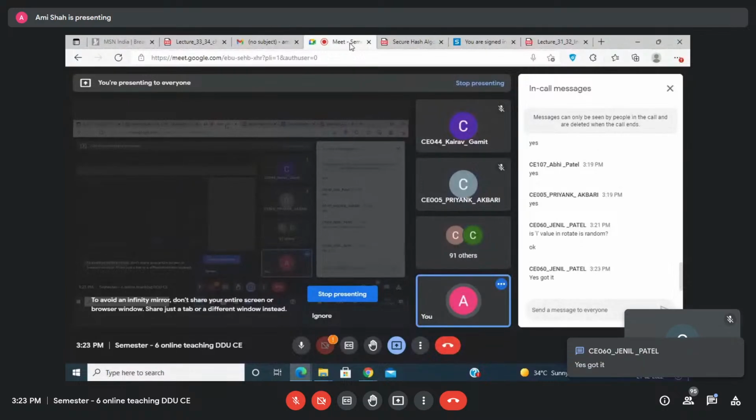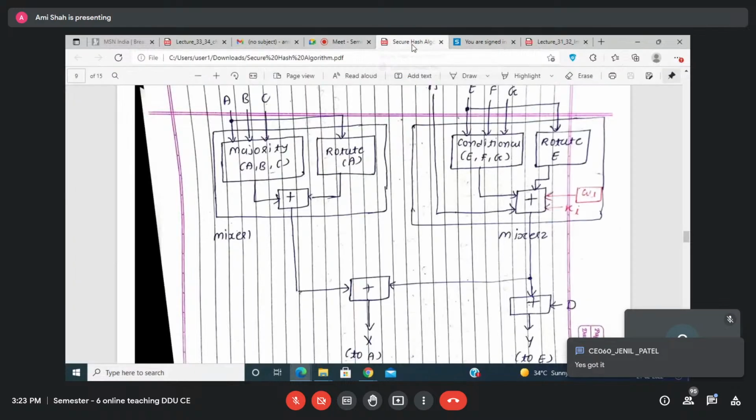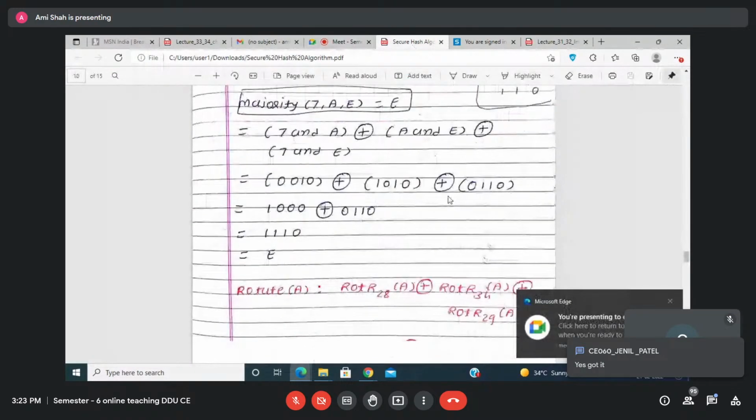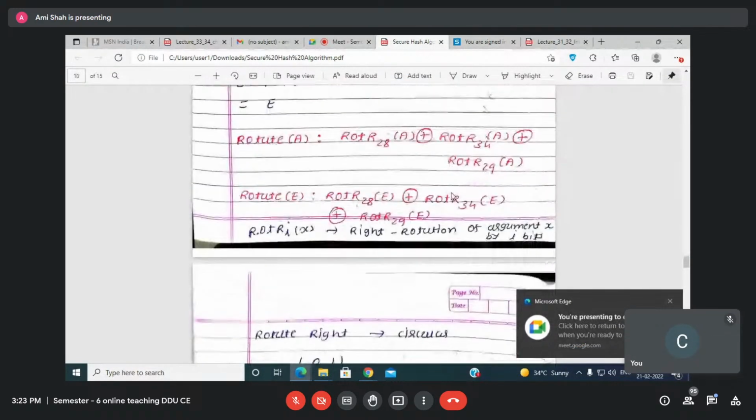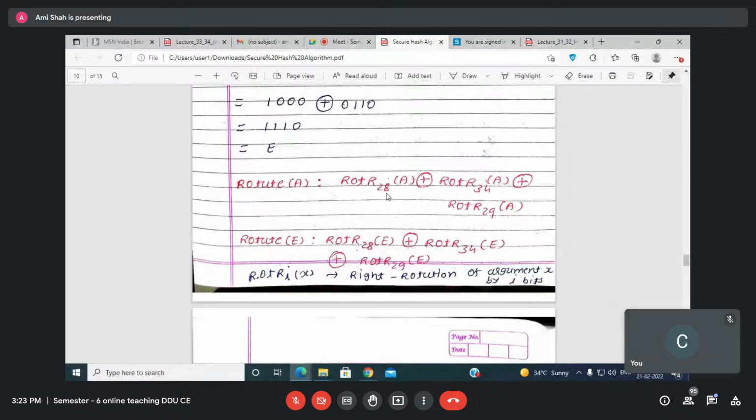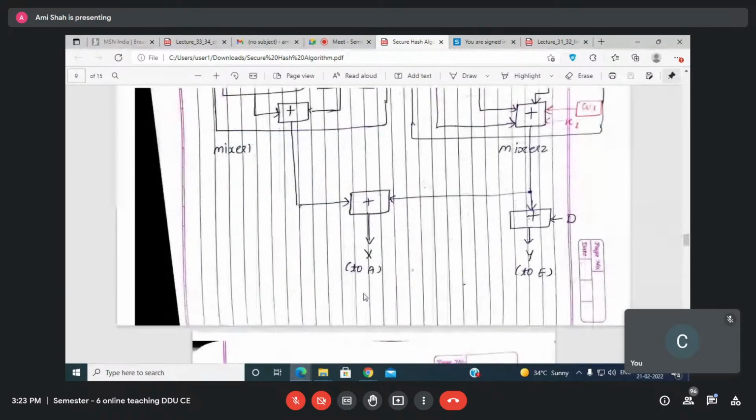Now the concept is clear to you, right? I think all are clear for rotate. And these bits are fixed. But in the exam, I will not explain in this way, because these are 28 bits, so I will not ask you a question like this.